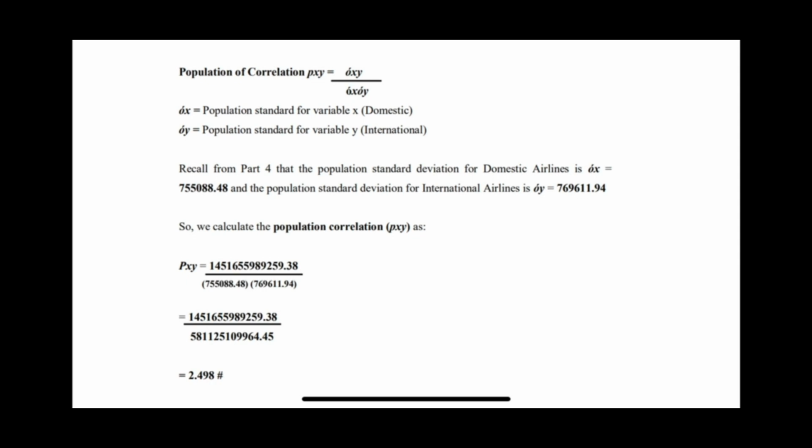For the last part is the population correlation. We use this formula. After recalling from part 4, we calculate the population correlation. We get the answer 2.498.